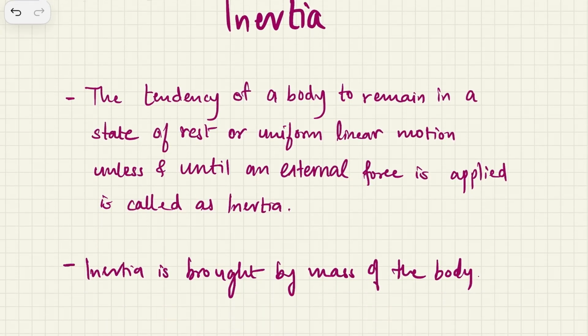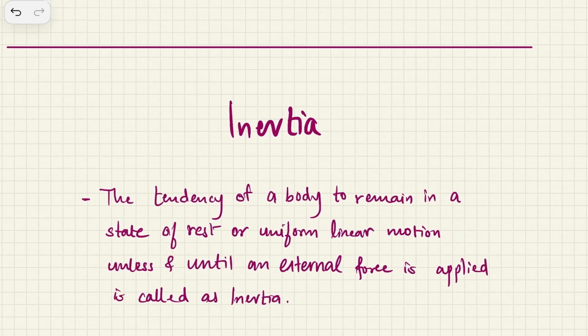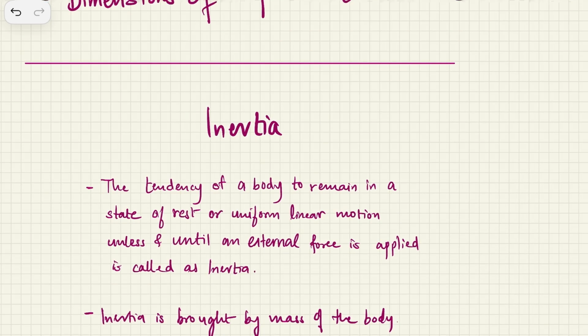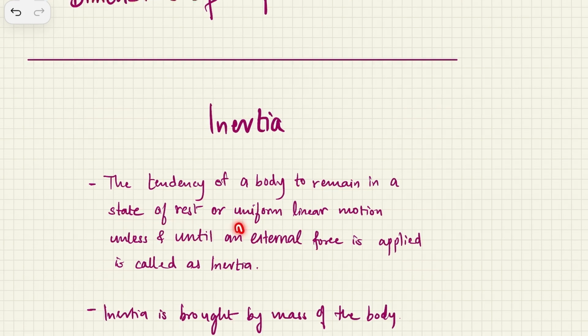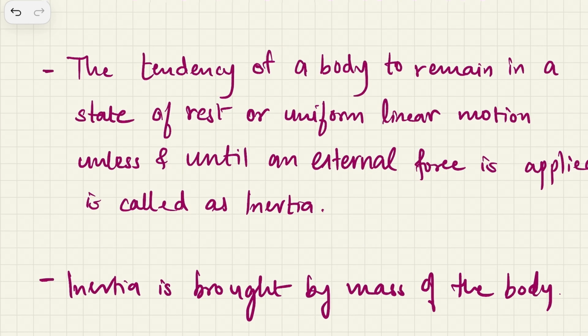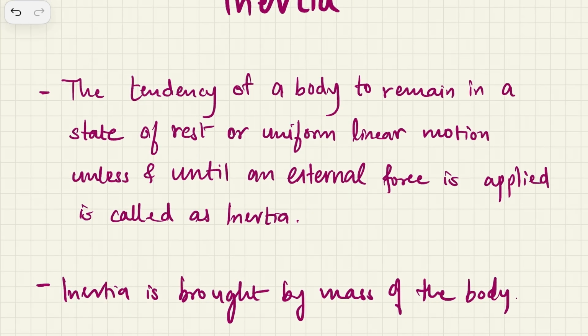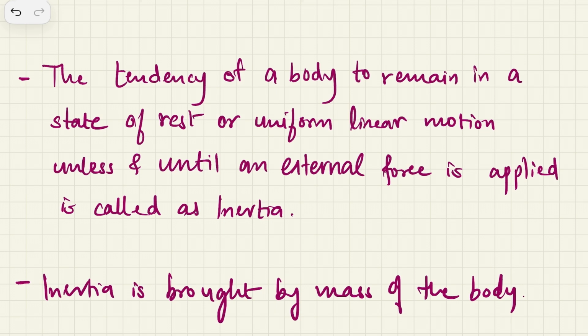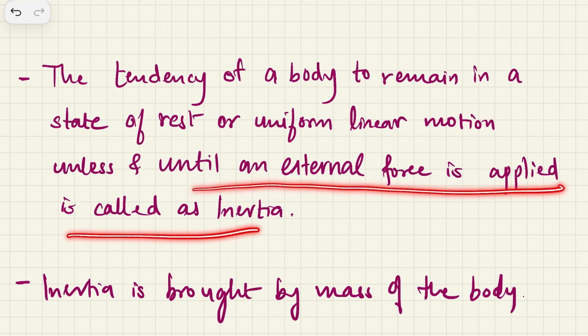Then comes something called inertia. So, what is inertia? Inertia is basically a body's habit, a tendency. Now, a habit of what? A habit of remaining at a state of rest or uniform linear motion till an external force is applied. So the tendency of a body to remain in a state of rest or in uniform linear motion unless and until an external force is applied is called inertia.